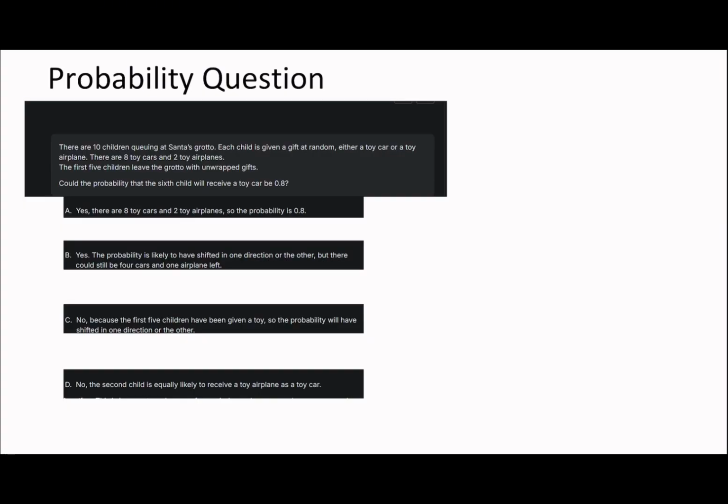Okay, so there are 10 children queuing at Santa's grotto. Each child is given a gift at random, either a toy car or a toy airplane. There are 8 toy cars and 2 toy airplanes. The first 5 children leave the grotto with unwrapped gifts. Could the probability that the 6th child will receive a toy car be 0.8? So that means there are 5 toys left over, and they will be toy cars and toy planes.